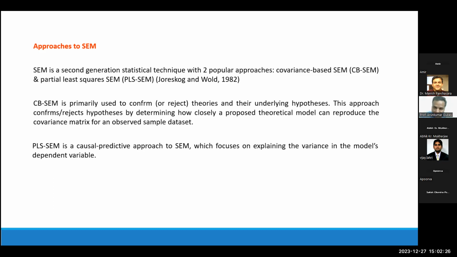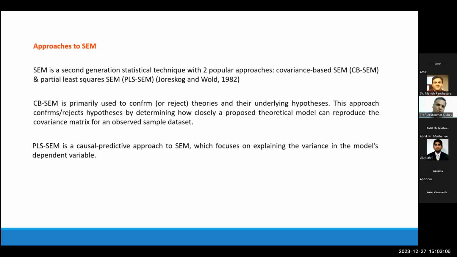In fact, the latest software for PLS-SEM, which is Smart PLS 4, is taking care of CB-SEM also. So there is one software which can handle PLS-SEM as well as CB-SEM. But see, what is the approach of PLS-SEM? It is a causal predictive approach to SEM. When I say causal predictive approach to SEM, the purpose of PLS-SEM is to maximize the variance in the dependent variable. It means PLS-SEM focuses on maximizing the R square.